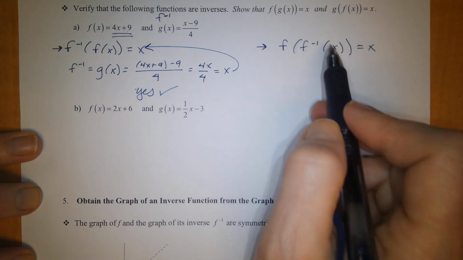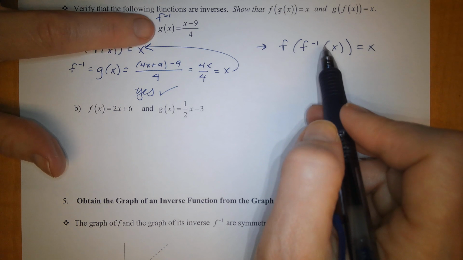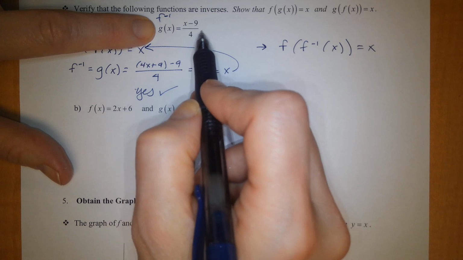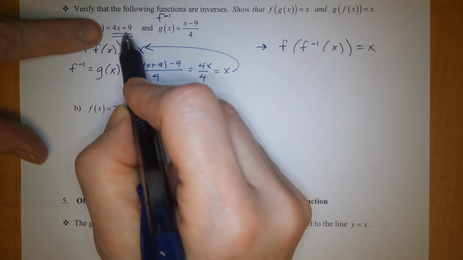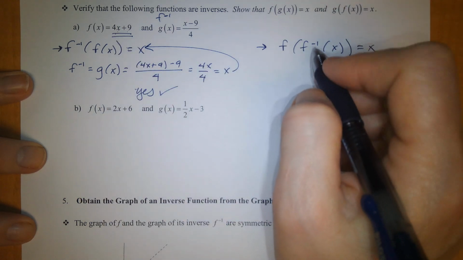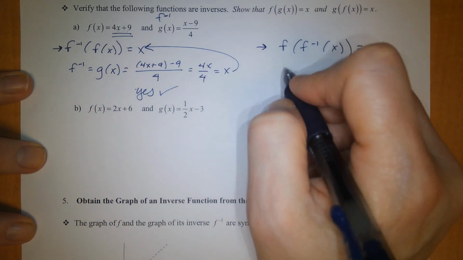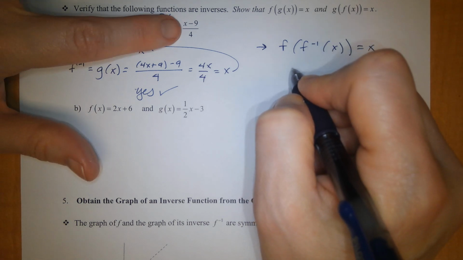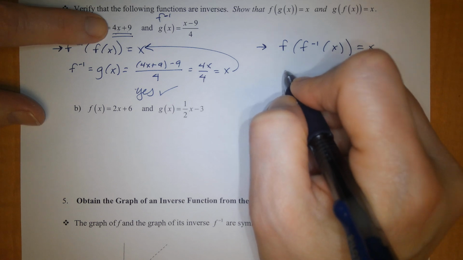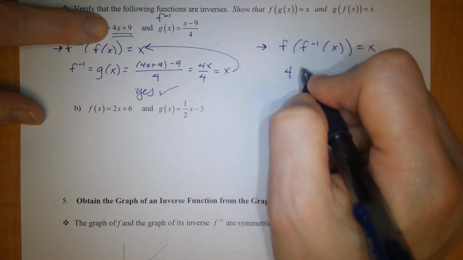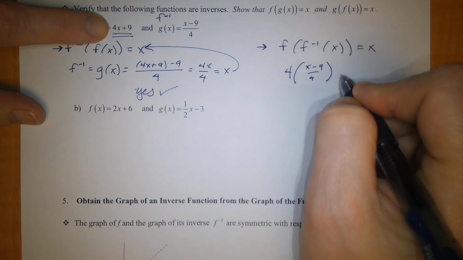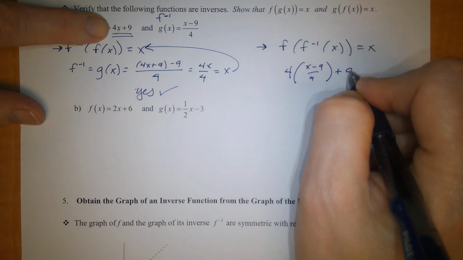Now we have to take what we suppose to be the inverse. Well, we're checking to see if g is the inverse, and we're plugging g into f. So now we're going to take this value here and plug that into x of my original function. So we're going to take, again, the inverse, which is x minus 9 over 4, and plug it into the original. So we've got 4 times x minus 9 over 4 plus 9.